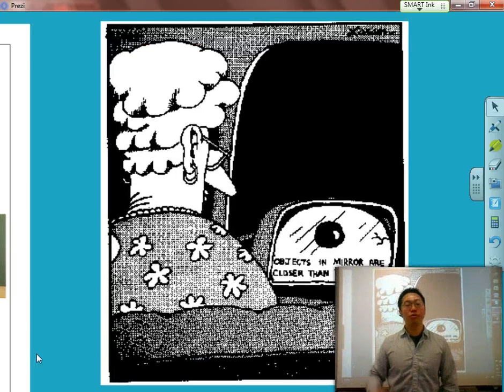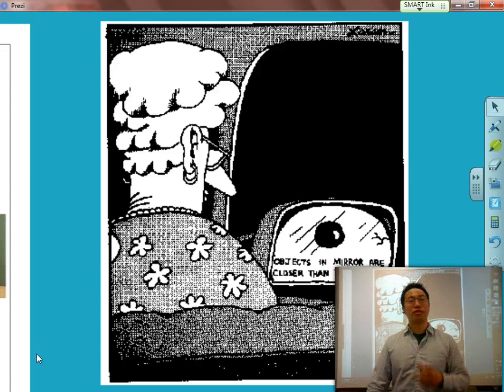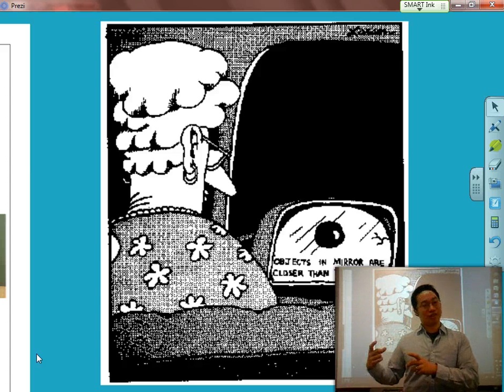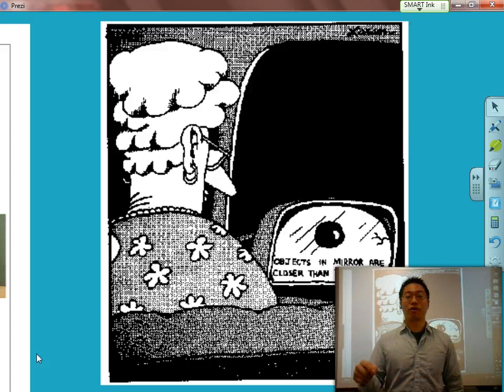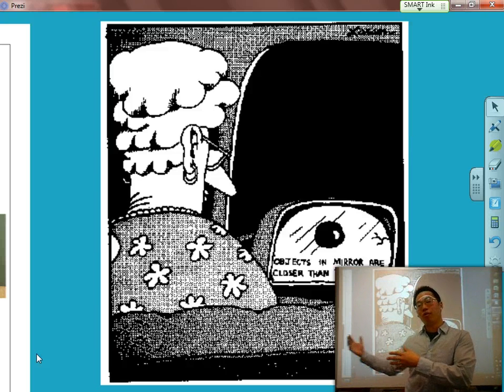We also see convex mirrors in cars with side view mirrors and with the rear view mirror. Have you ever noticed that the side view mirror always says, as you see in the comic, objects in mirror are closer than they appear? That's because the mirror is curved. So that way it gives you a wider point of view when you're trying to look behind the car.